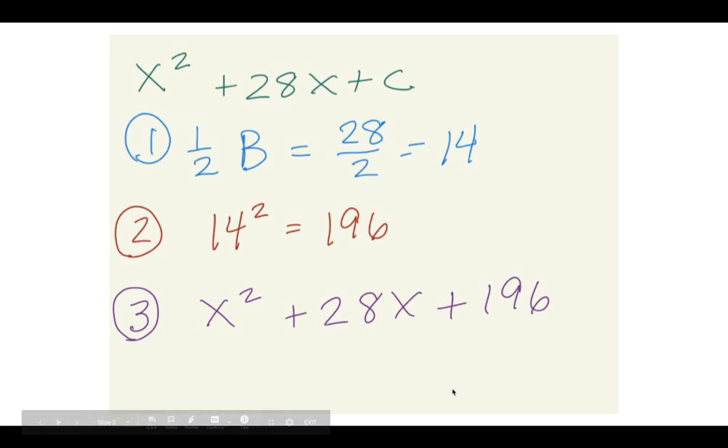For the next problem, I'll follow the same 3 steps. I will take half of B to get 14, square 14 to get 196, put 196 in for C, and I end with a perfect square trinomial.